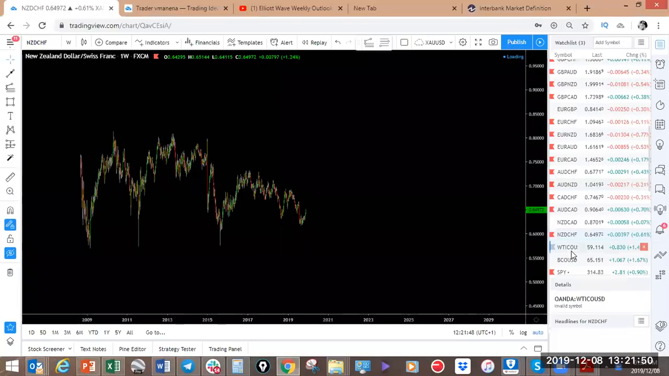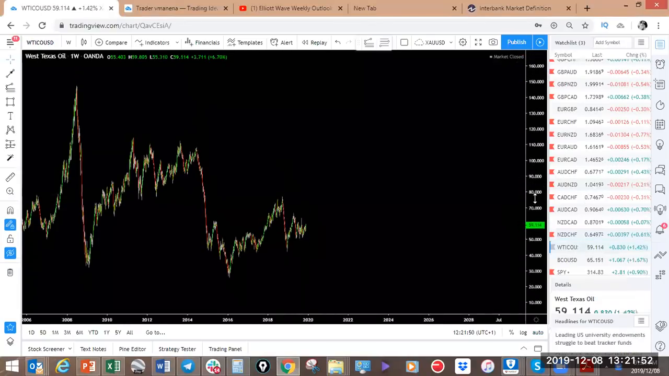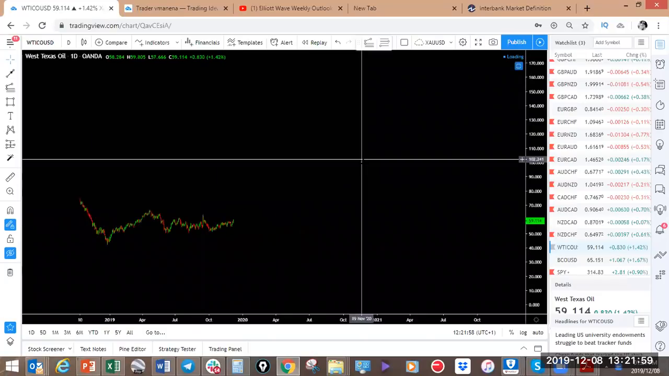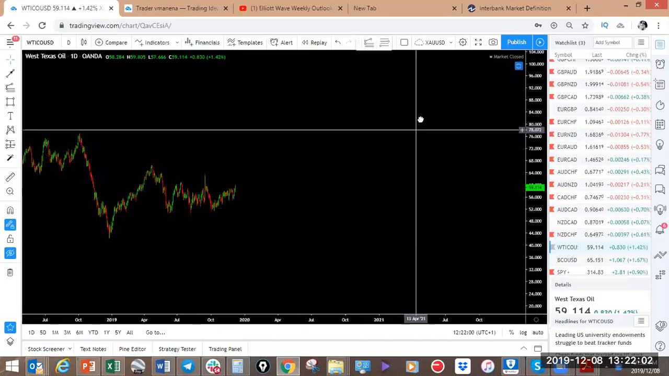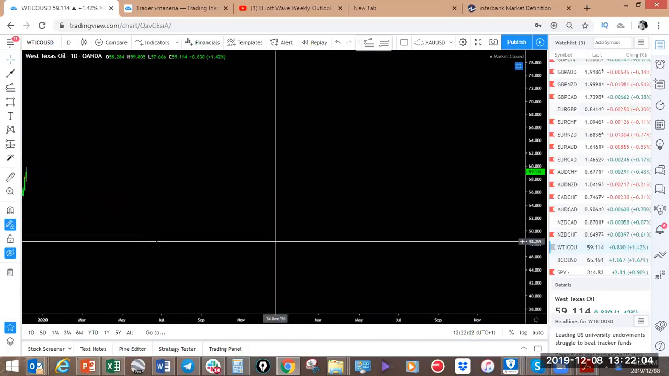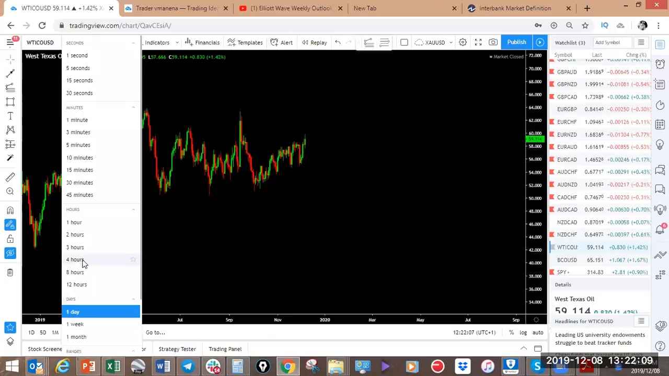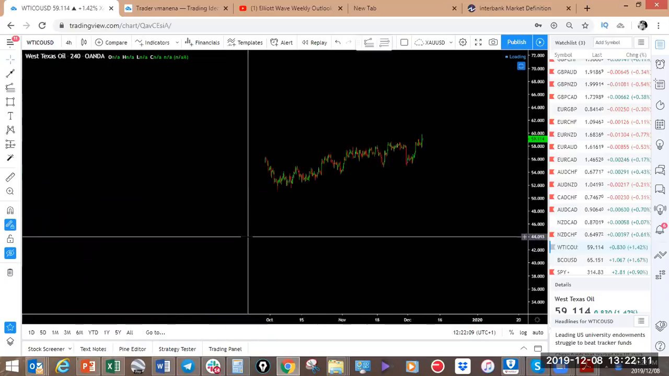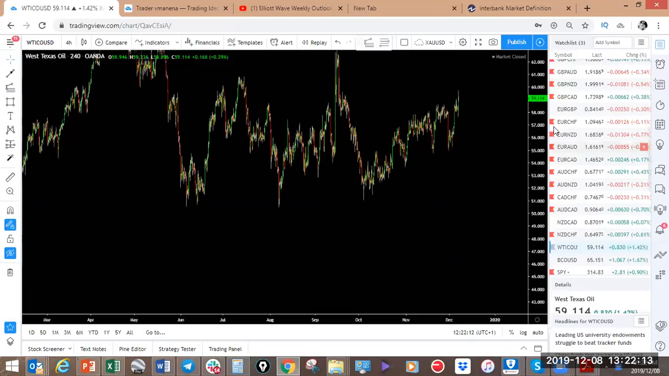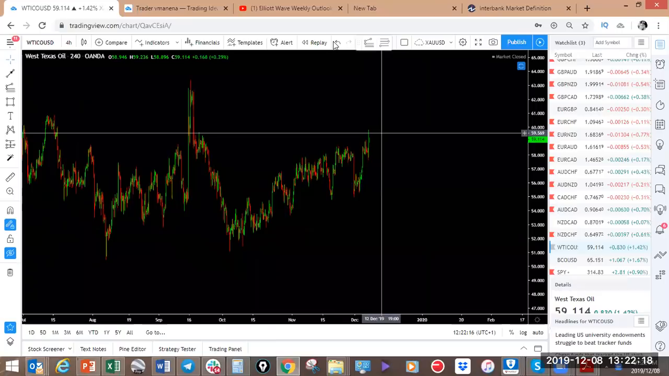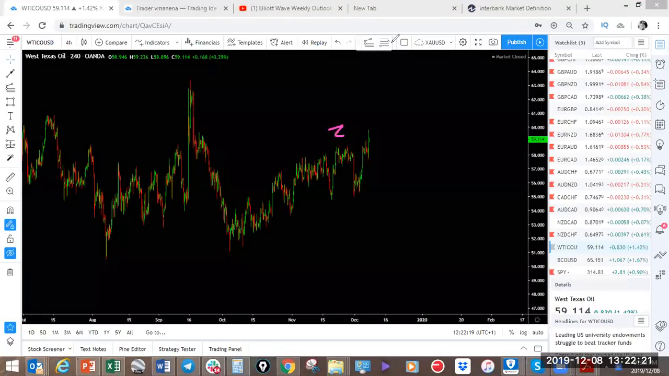Right, that's New Zealand JPY. And lastly, oil. Oil, let's go to the lower degree. We've been looking at 11 string sequence in the lower degree. Let's see how this is playing out. Let's go 4 hour. So on the 4 hour, last week we expected oil to have completed its Z here. Okay, now let's have a look what this has played out as now.